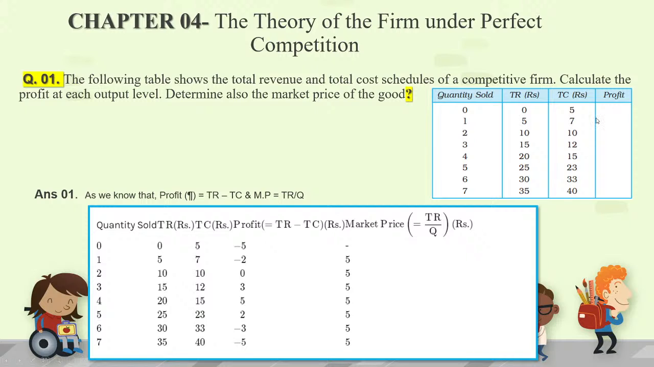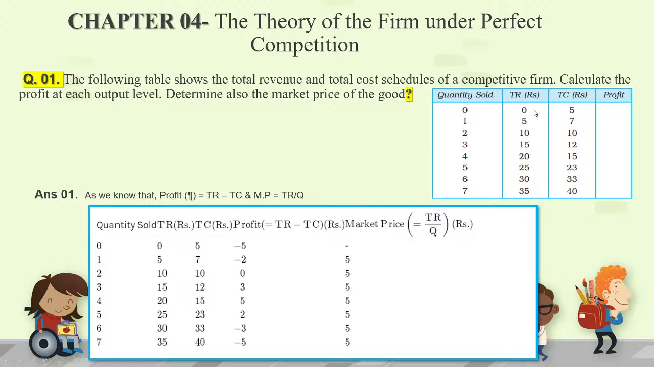So for example, profit, when we take the first unit, it is TR minus TC. So 0 minus 5 will give you minus 5. Similarly, 5 minus 7 is minus 2. 10 minus 10 is 0, and so on. So this is the profit column, and now we'll use the market price formula, which is TR upon Q.